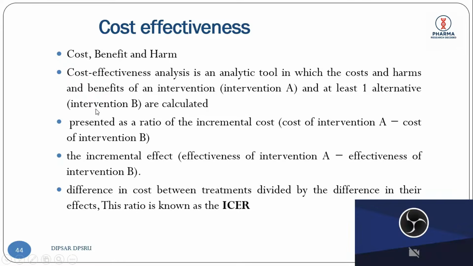So you are measuring the ratio of the incremental cost. How can you calculate incremental cost? Cost of intervention A minus cost of intervention B, right? That is the incremental cost. And how can you calculate the incremental benefit? Effectiveness of intervention A minus effectiveness of intervention B, right?